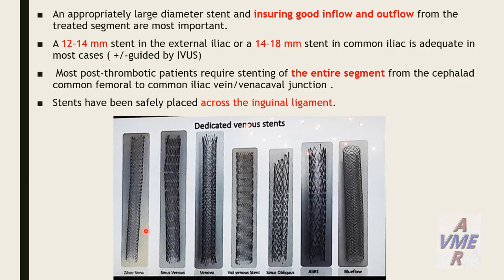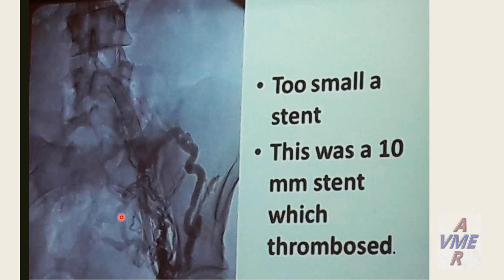And these are different types of dedicated venous stents. Be careful, a too small stent is liable to fall down. It will not be efficient in treatment. This was the only 10 mm stent, which thrombosed later on.